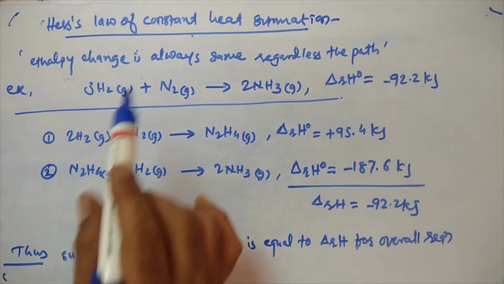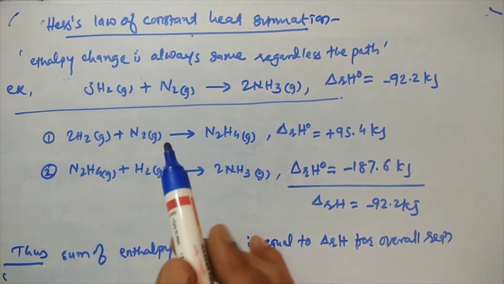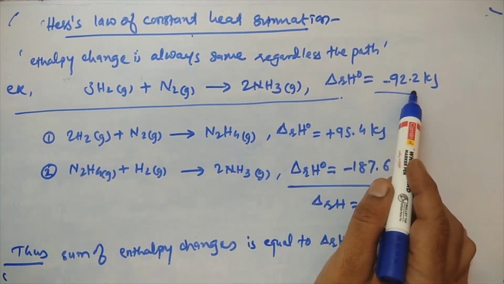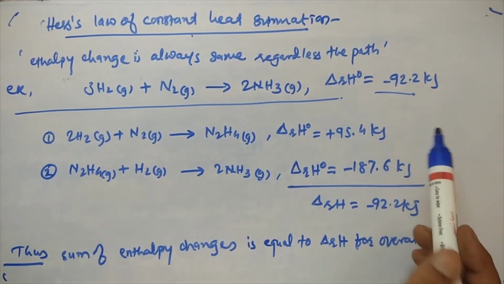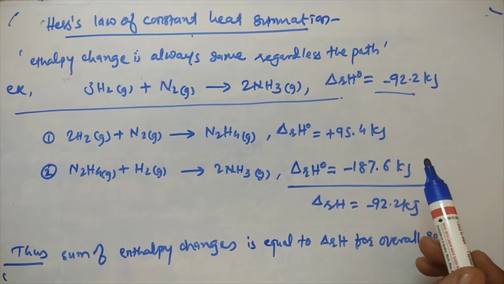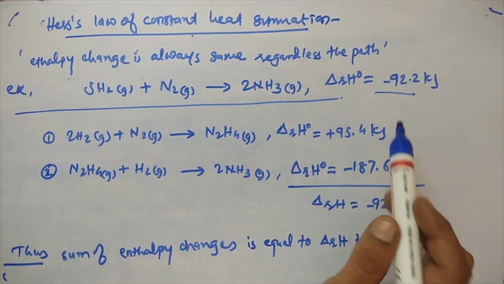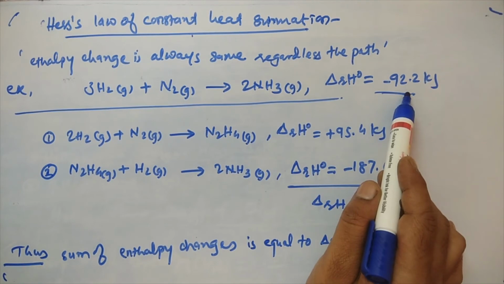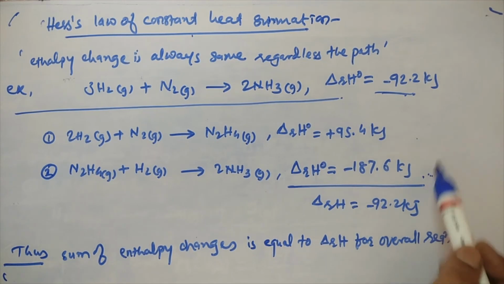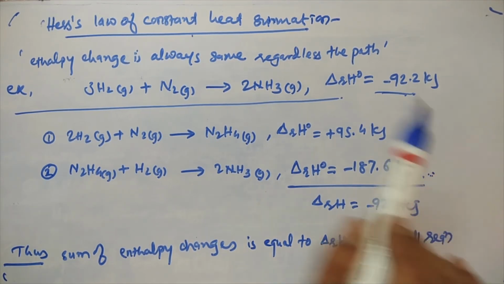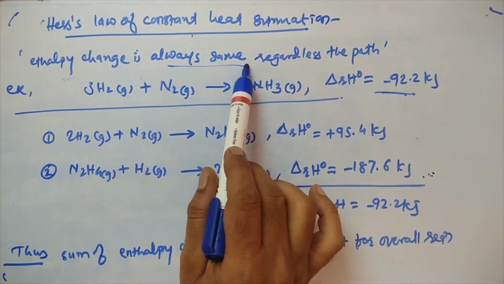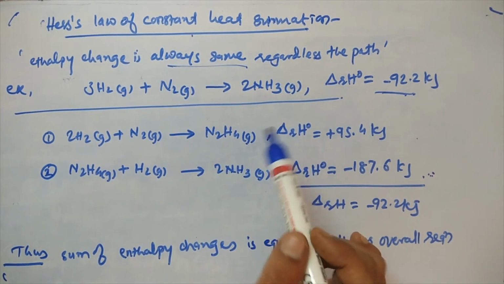Now, actually the Hess law of constant heat summation is stated as: the overall change in enthalpy of a chemical reaction is equal to the sum of the enthalpy changes of the individual steps in the reaction. Say, the overall enthalpy change for a chemical reaction is equal to the sum of the enthalpies of the individual steps in the reaction, or simply, the enthalpy change for a chemical reaction is always the same regardless of the path by which the reaction occurs.